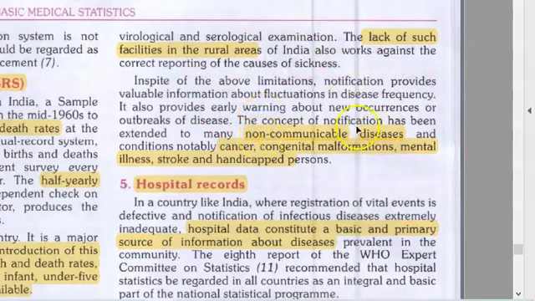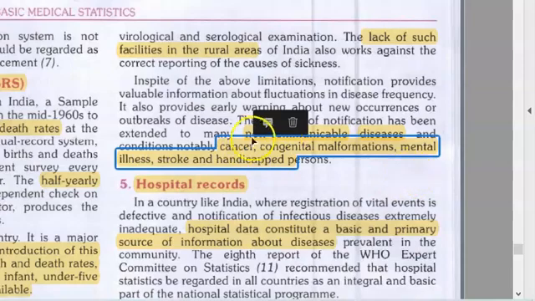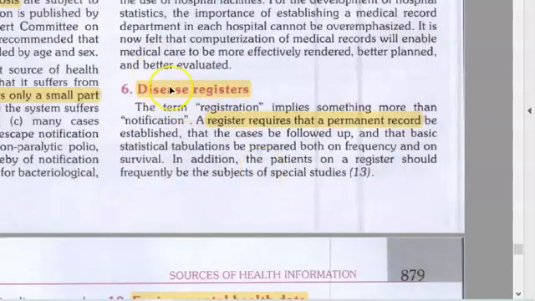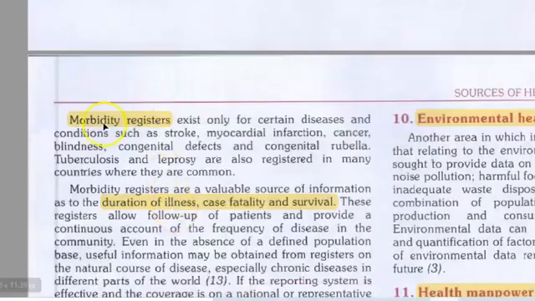So what are the non-communicable diseases which are going to be notifiable? You have cancer, congenital malformations, mental illness, stroke, handicapped persons. So these are the non-communicable diseases which have to be notified. Okay. Now let us look at this terminology. We saw notifiable diseases. Now disease registers. A register is a permanent record. Okay, so it is a morbidity register. There's something else like that: duration of illness, case fatality, survival, a permanent record, something like that.